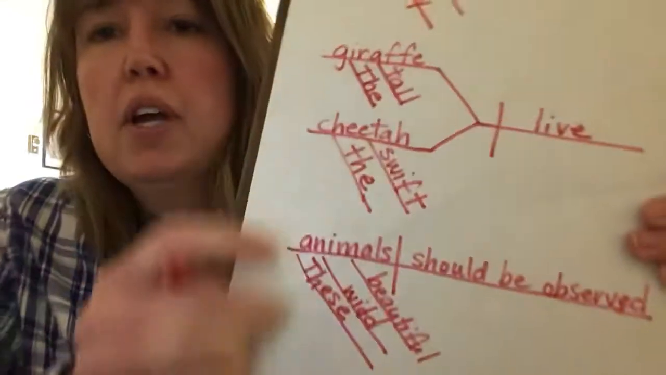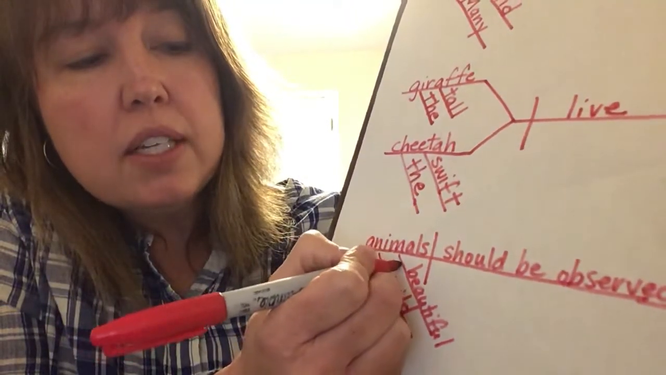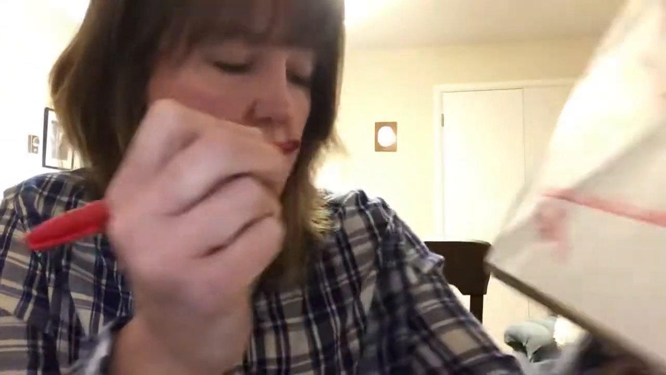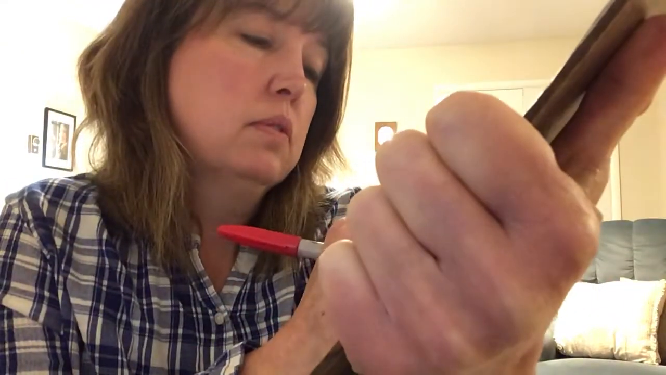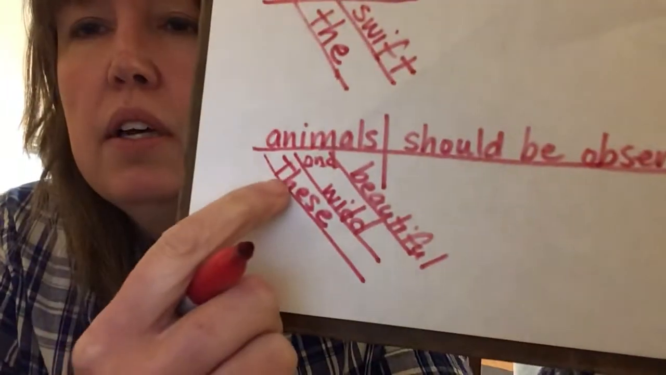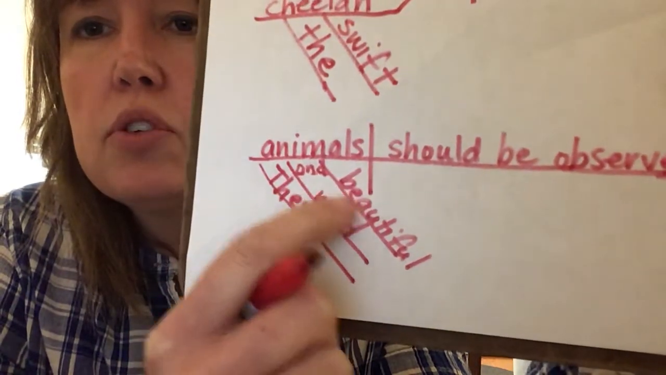Now, what you're going to do is the word and comes between. So let me show you. Okay, so you have your 3 adjectives. These, wild, beautiful. What you're going to do, you're going to draw a little dotted line in between those 2, and then you're going to write the word and. Okay, so do you see? These, wild, and beautiful. So the word and is between these 2, like that.